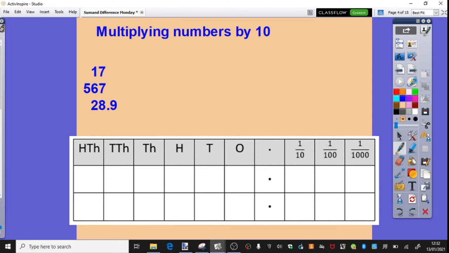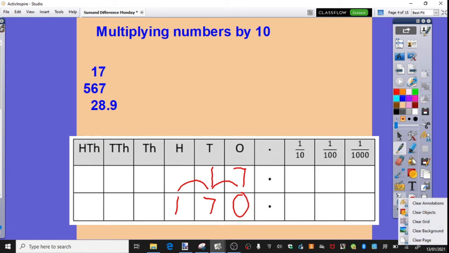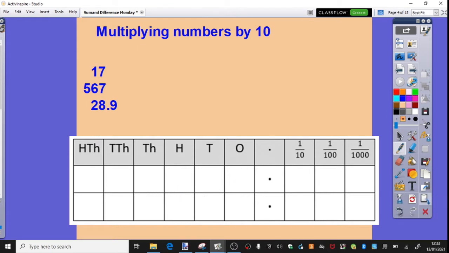We're going to begin by looking at multiplying by 10 and we're going to start with the number 17. Now when we multiply by 10, each digit moves one place to the left. So our 1 moves into the hundreds, our 7 moves into the tens column, and it's very, very important, if we remove these place value columns, it would again look like 17. So we must remember our place value holder there, so it's 170. So 17 multiplied by 10 is 170.